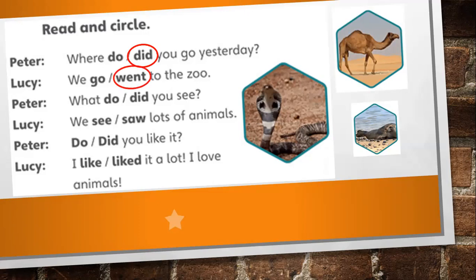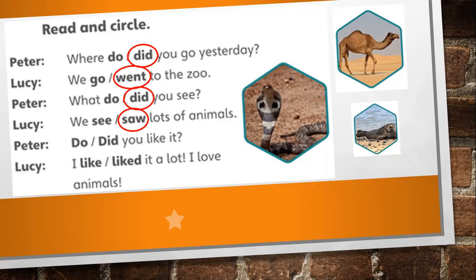Remember, we started the conversation with yesterday, so we're going to continue with that same tense, with past tense, unless we see something different down the line, but I don't think so. So we're going to talk about yesterday. Peter, what did you see? It's in past, we have to use did. Did is for the past. Lucy, we saw lots of animals. We're talking about the past. We're going to use the verb in past because we have a positive sentence.